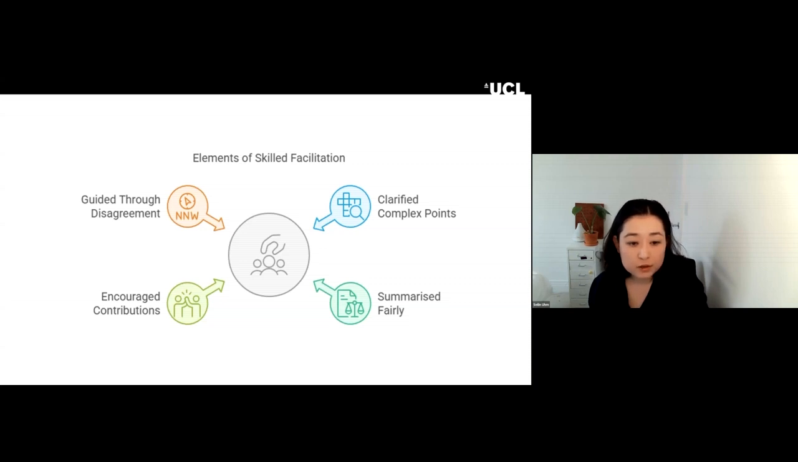Third, they encouraged contributions. So this involved creating a safe and inclusive environment in which all voices are heard, particularly those who might otherwise remain silent. Inclusivity was key to generating more legitimate and well-rounded outcomes. Finally, facilitators summarized fairly. This means capturing the essence of the discussion without bias, ensuring that all perspectives are represented accurately in summaries and also in the decision-making process.